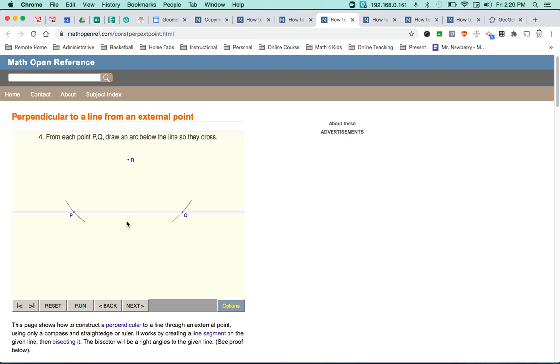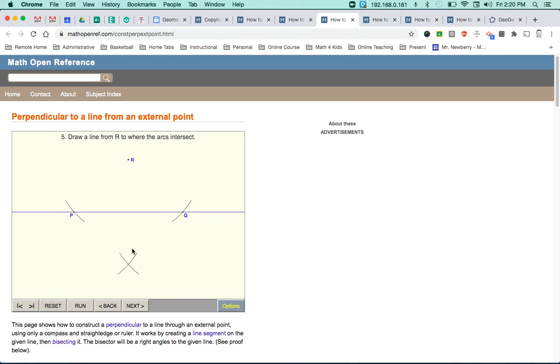Okay, so we're going to do the same process. We're going to draw those arcs from the new endpoints we just made. Okay, we know that these are the same distance away. And then we're going to connect this intersection point with point R, right?